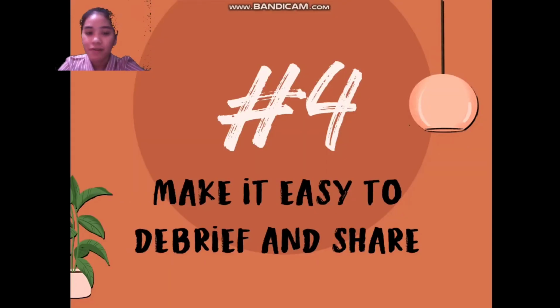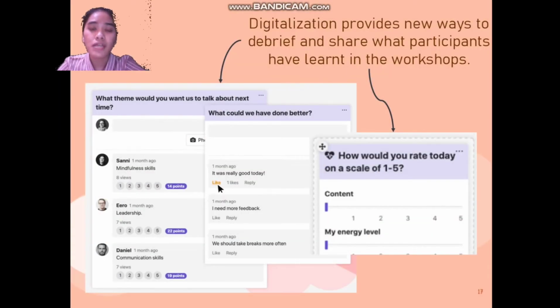Okay, next the fourth is make it easy to debrief and share. Yes, digital tools help you to ask questions to your participants, whether about what they got from the workshop, what they have learned from the workshop. So this is about the debrief, asking questions, checking what they got. Here you can ask questions, and the participants can give their answers.